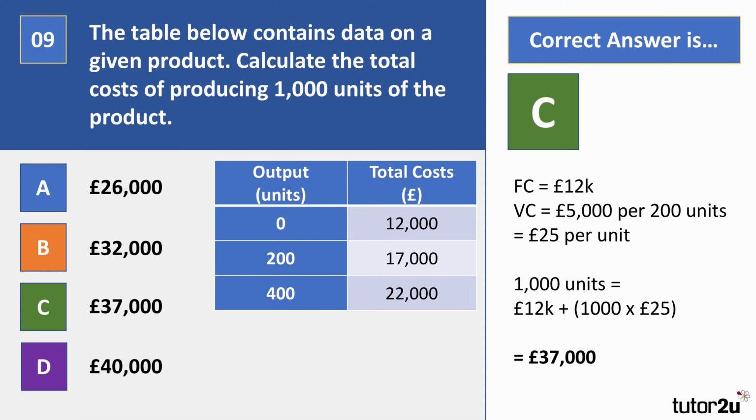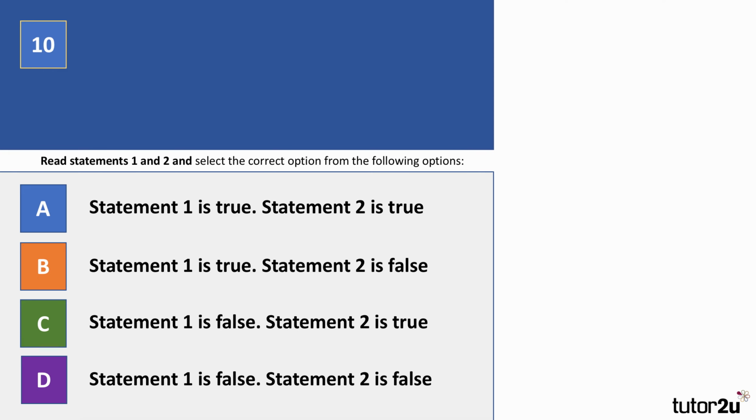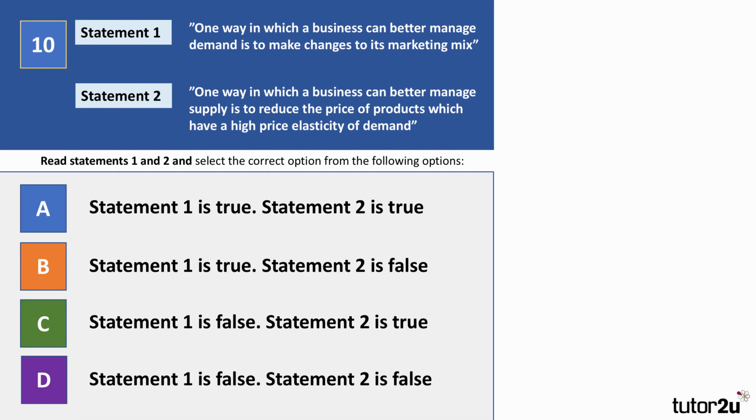How are we getting on? Hopefully doing well. Let's have a look now at question 10, which is another of these 2 statement format questions. Could be quite a few of these in the exam, so let's have a go at this one here. Statement 1. One way in which a business can better manage demand is to make changes to its marketing mix. Statement 2. One way in which a business can better manage supply is to reduce the price of products which have a high price elasticity of demand. So work out your combination of true false there for statement 1 and 2. Pause the video, have a go.